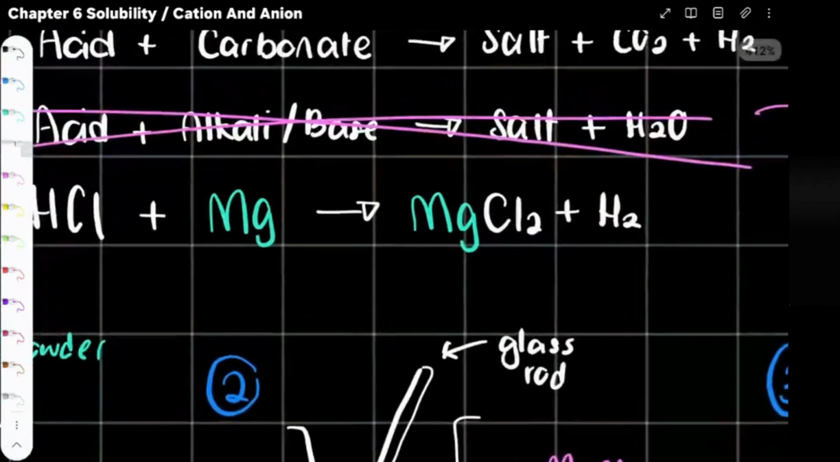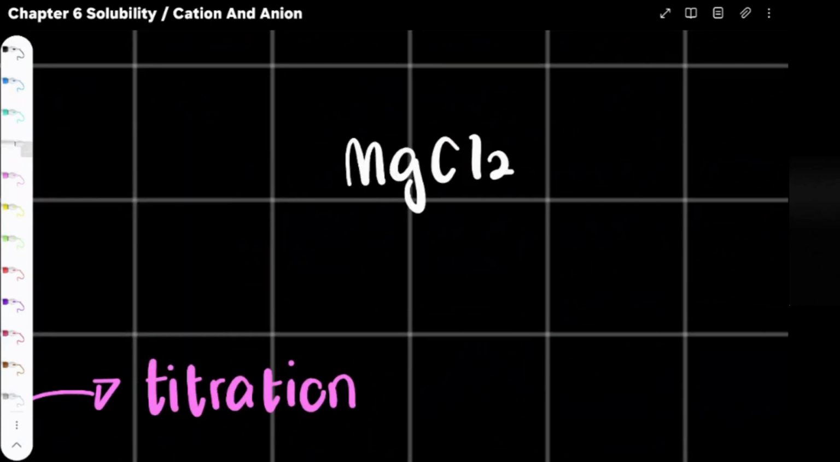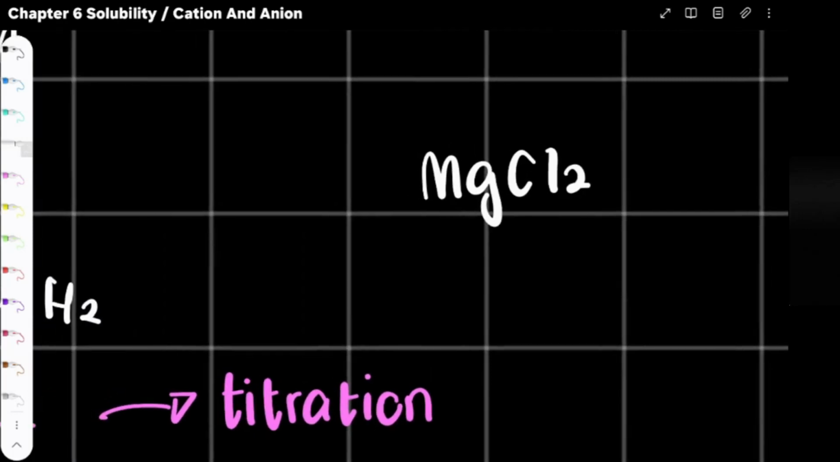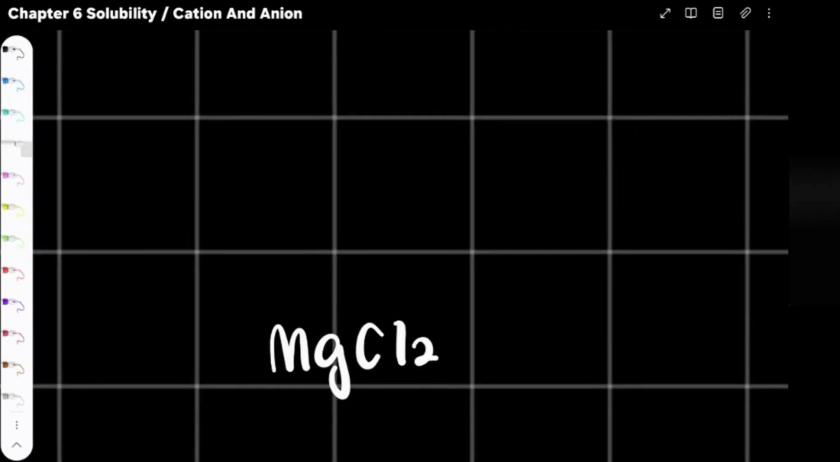So what do they want here? The question, I forgot to write. They want to find MgCl2. Okay, they want to find MgCl2 salt. So how to create it? First of all, you have to go through the flow chart again to see which method you have to use.